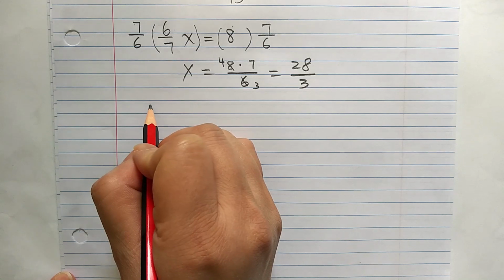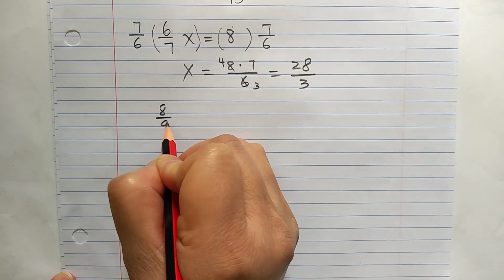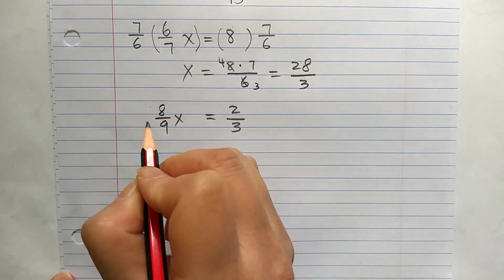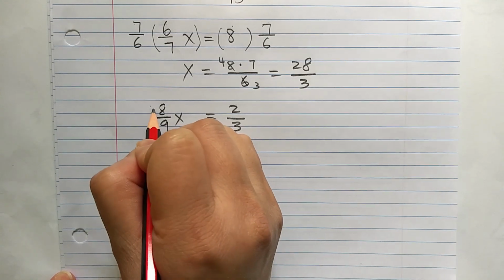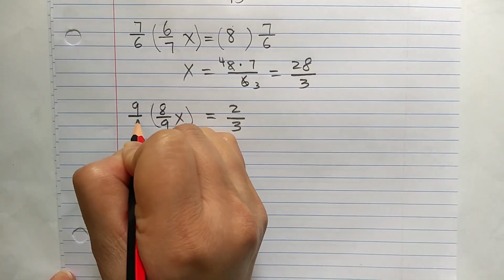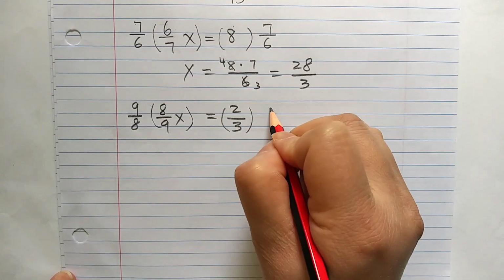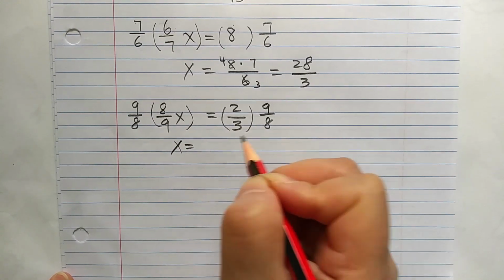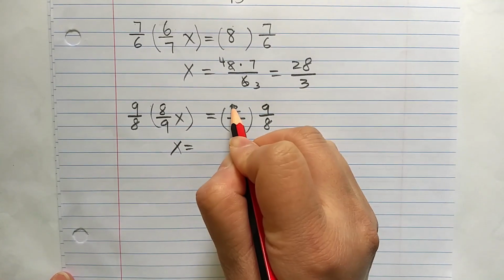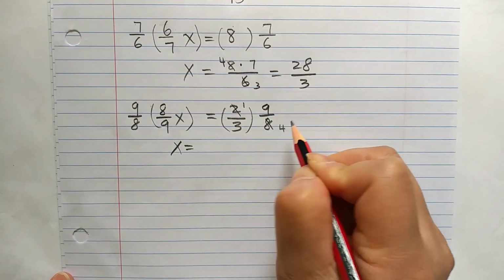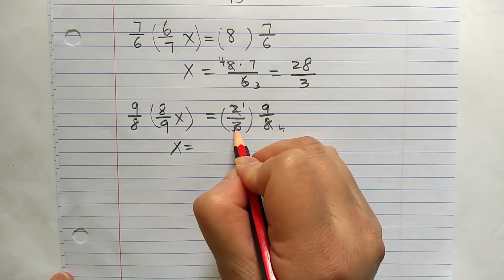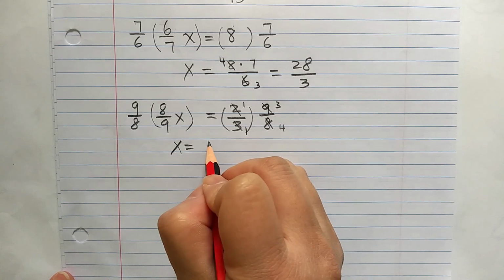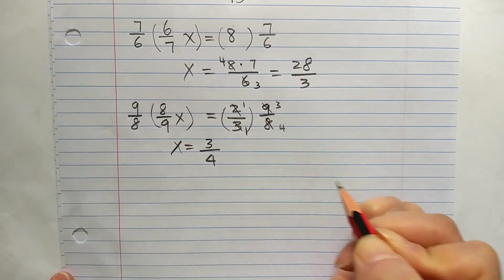Let's practice another one. 8 over 9x is equal to 2 over 3. Reciprocal of 8 over 9 is 9 over 8. Multiply the same number on this side, 9 over 8. x is equal to 2 over 8 can be reduced to 1 over 4. And 9 over 3 is 1 here and 3 here. So the answer is 3/4.